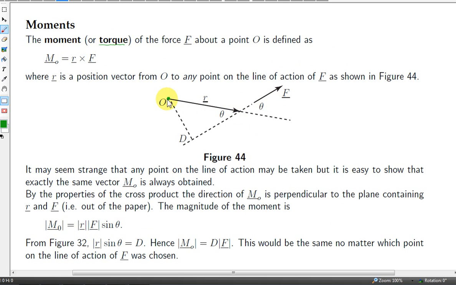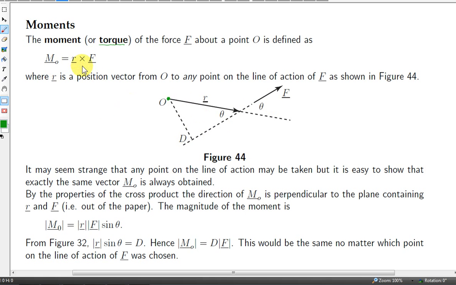Now R is any vector whose tail is at O and whose head is a point on the line of action of F. So here's one possible R. Another possible R has its head at this point here. So we could use this vector for R. It turns out that the moment of F about O is given by R cross F. And the value of R cross F doesn't depend on where R is, as long as its head is along the line of action of F.